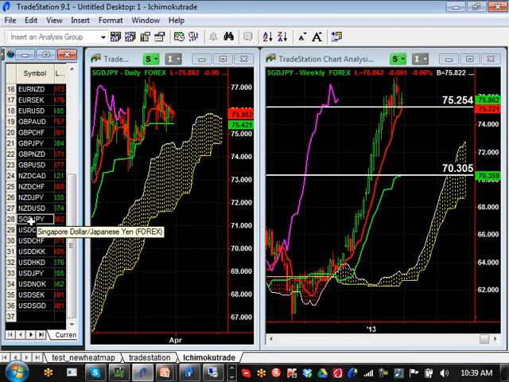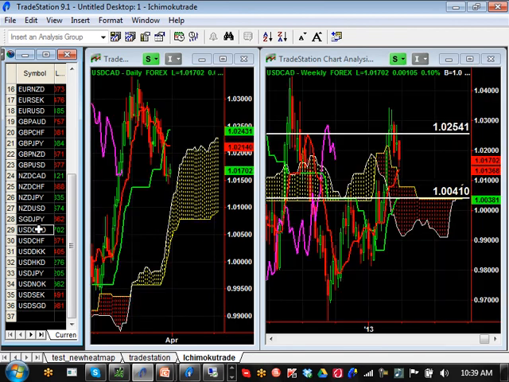Singapore and yen, this thing is trending on both the daily and weekly. Support on this one's going to be 75.25. US CAD, this is really not doing anything at all except ranging right now between 1,041 and 1,254, and then it's basically consolidating between those two ranges.